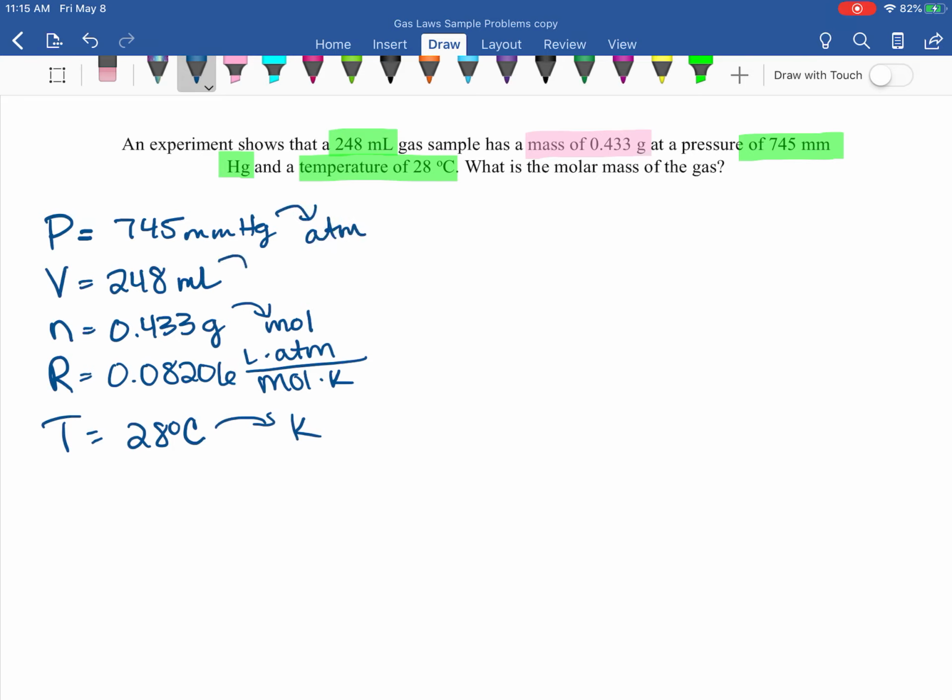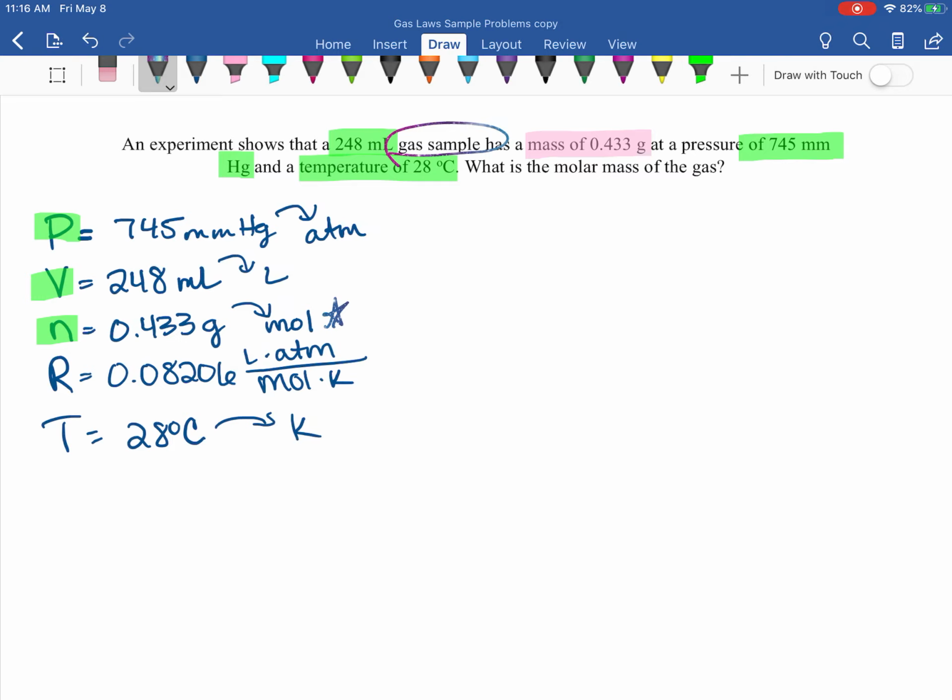We need to convert pressure to atmospheres. We need to convert volume to liters. So we've got a little bit of math to do here and here. And here we need to convert grams to moles. Okay, how do we do that? Oh, there it is. That's so fun. Put a sparkle pen there. You know what? We can't convert to moles because we don't know what the gas is. Well, it's just a gas sample.